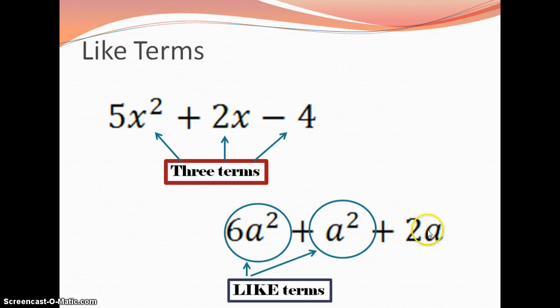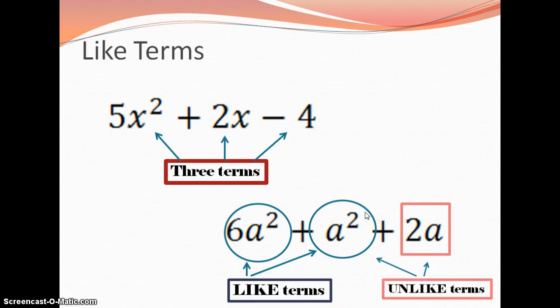This last term has an a, but it's raised to the first power. Remember, if you have a variable that does not have an exponent on it, you can always assume it's being raised to the first power. It will not be raised to the 0 power, it'll be raised to the first power. So we have a to the first here, which does not have the same power as a to the second, so that is an unlike term.